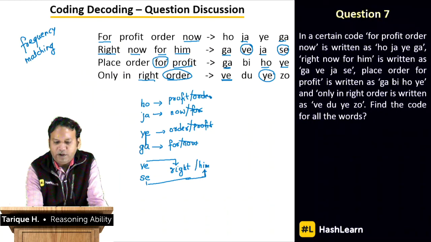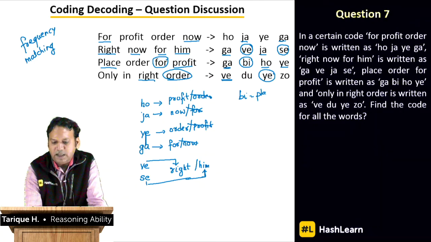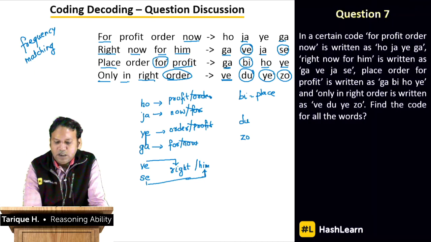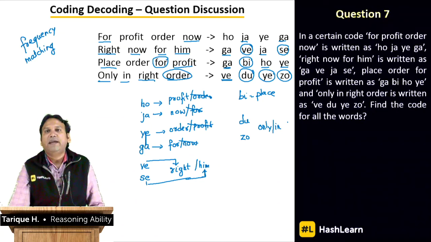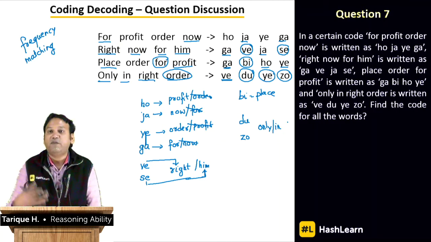Place order for profit. In this sentence, the only new code is BI, and the only new word is place. So BI is place. That's done. And if you go to the last sentence, there are 2 new codes here, DO and ZO, and there are 2 new words here, only and in. So DO and ZO could stand for only or in, and since we don't have any other reference for DO and ZO, we cannot solve this question. We cannot find out what DO stands for or what ZO stands for. For that we need to have other questions and other hints.